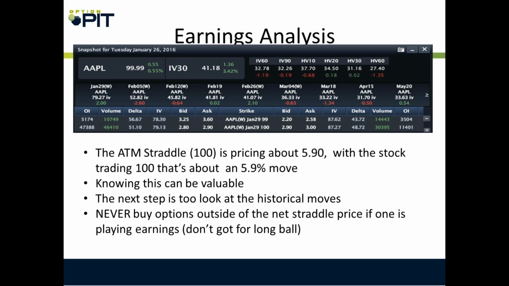All right, so now let's talk about earnings analysis. In this case, the at-the-money straddle was expecting about a $5.90 move with the stock trading around 100. That's 5.9%. Knowing this can be valuable. The next step is to look at historical moves. Is that expensive or cheap?